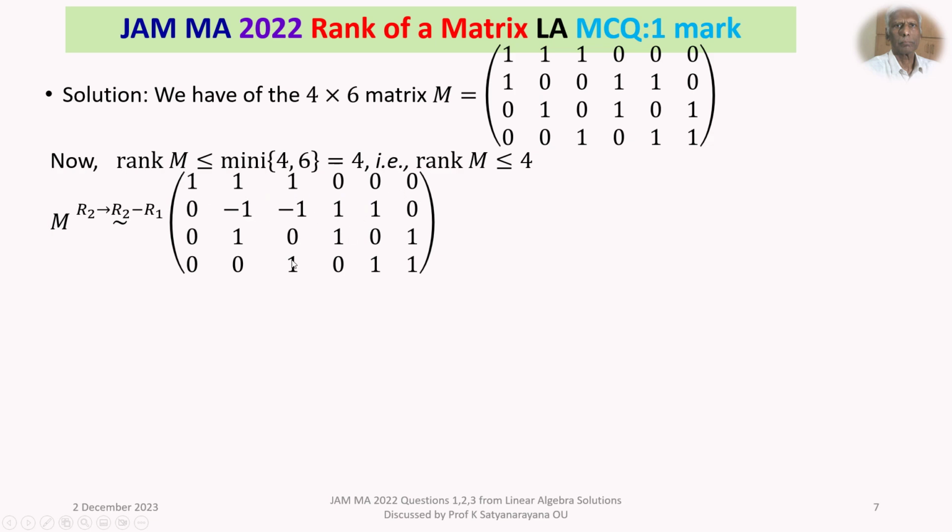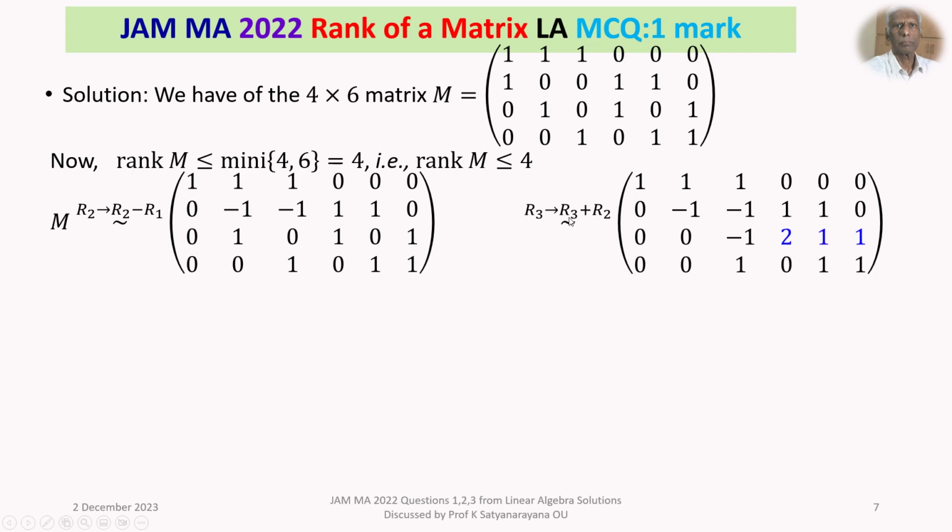Now, in this matrix, we want to make this entry 0. To get an echelon form, we make this one. That means to the entries of third row, add the entries of the second row and write it in the place of third row. That is, in the place of R3 we write R3 plus R2. So when you add, these entries have become this one. The remaining ones are same.